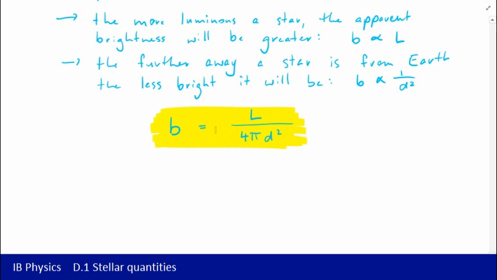So this equation is now useful in that if we can measure B, so if we can measure the apparent brightness of a star as we see it in the night sky, and we could perhaps find the distance to the star using stellar parallax, that means we can then calculate the luminosity of the star. Conversely, if we happen to know that luminosity because that particular star is similar to others of a known luminosity, and we can measure the apparent brightness, we can then calculate what the distance to that star is.